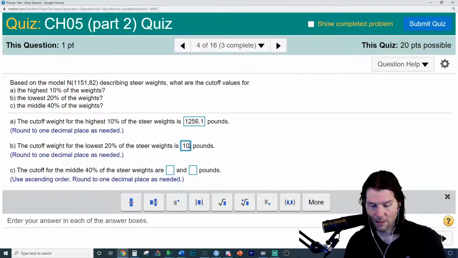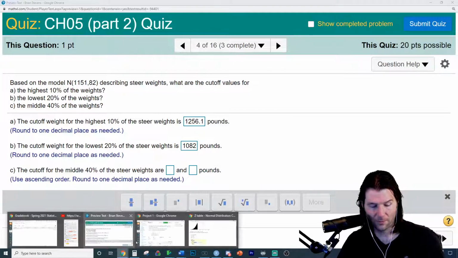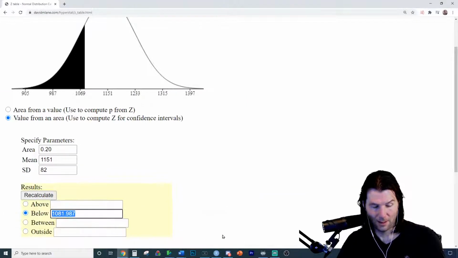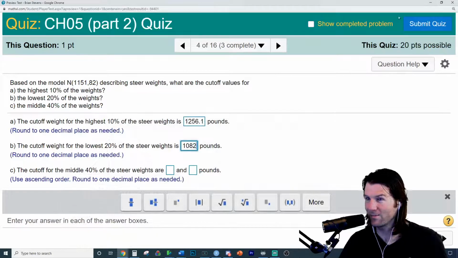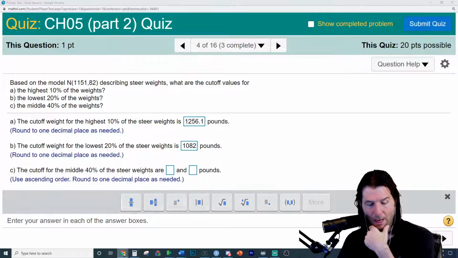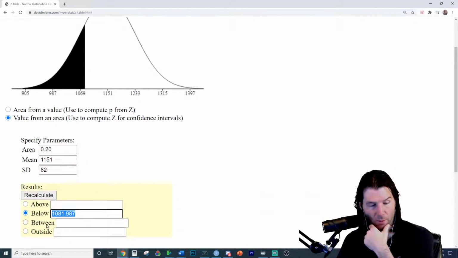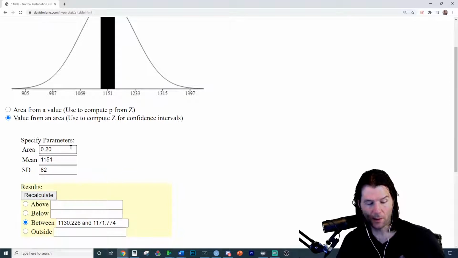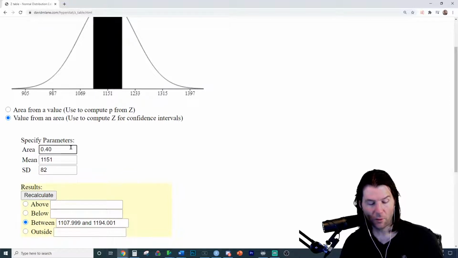1082 and 1182. That's the one I'm going to get wrong. The middle 40%, so middle 40%, not outside 40%. Middle 40% is going to be if we go here and go middle 40. But there's another way we could get this.